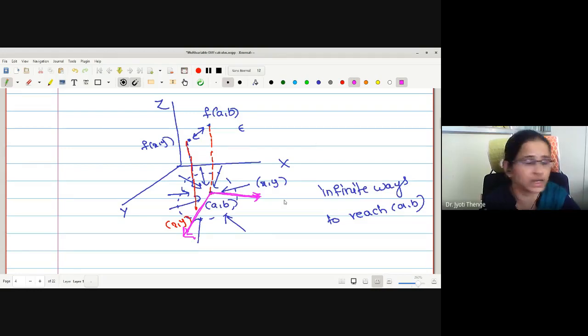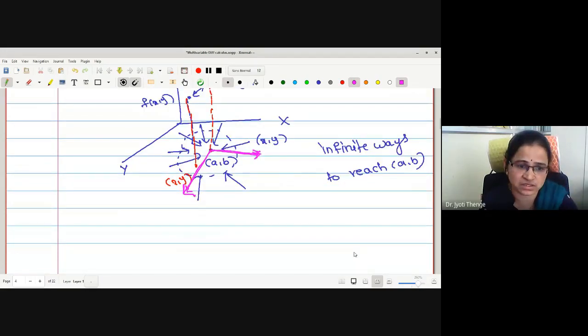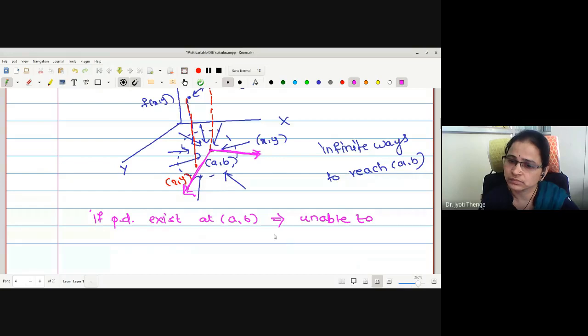That is, at the point (a, b), if the partial derivatives exist, then the function may or may not be continuous. Unable to explain continuity at (a, b).